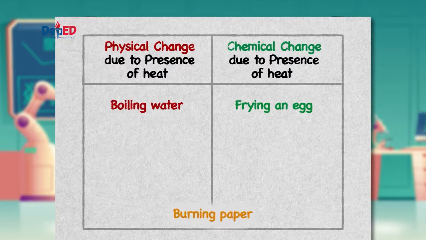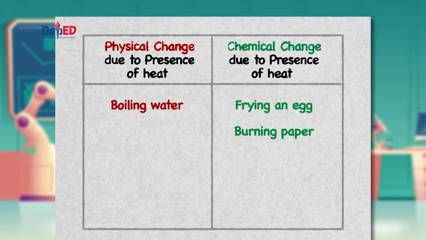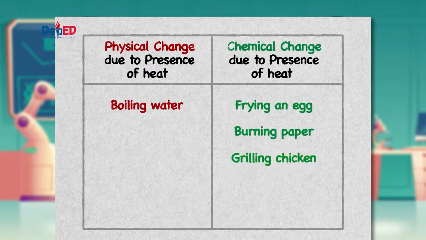Third, burning paper. It changes its color and it produces new substance which is an ash. Is it a physical or chemical change? Answer, chemical change. Fourth, grilling chicken. It changes its color, smell, and it is irreversible. Is it physical change or chemical change? Answer, chemical change.